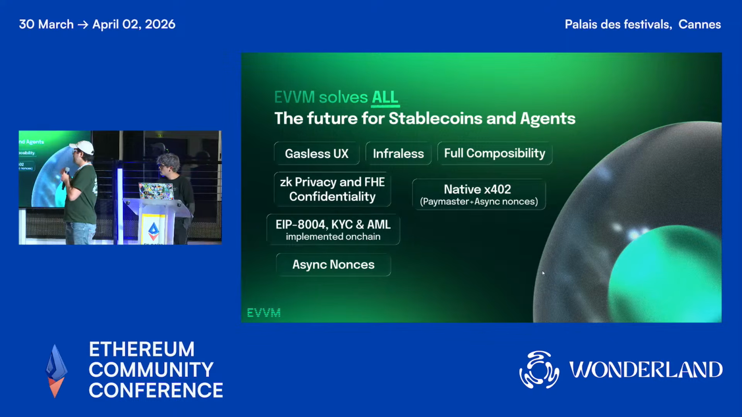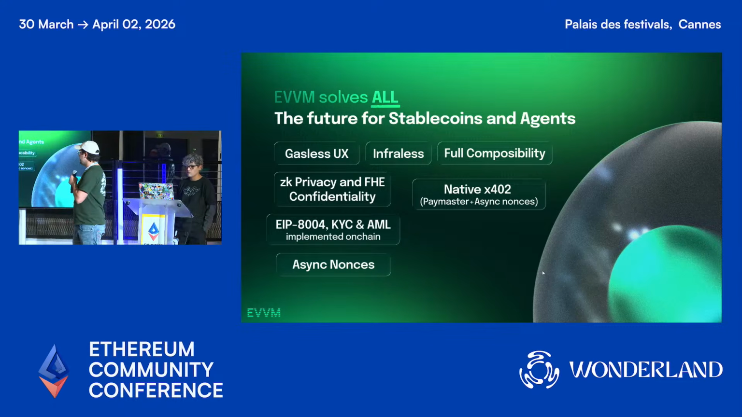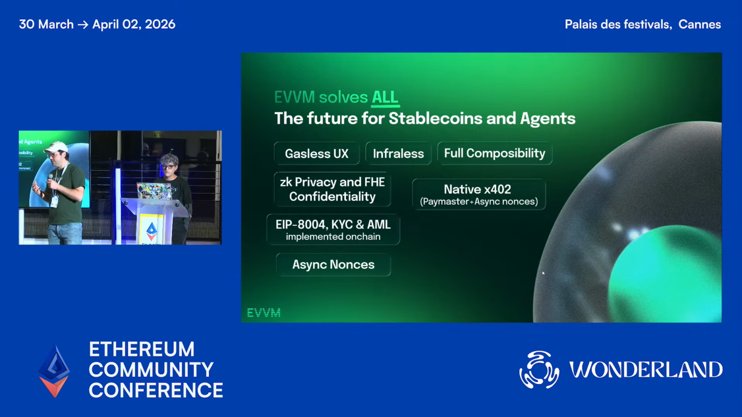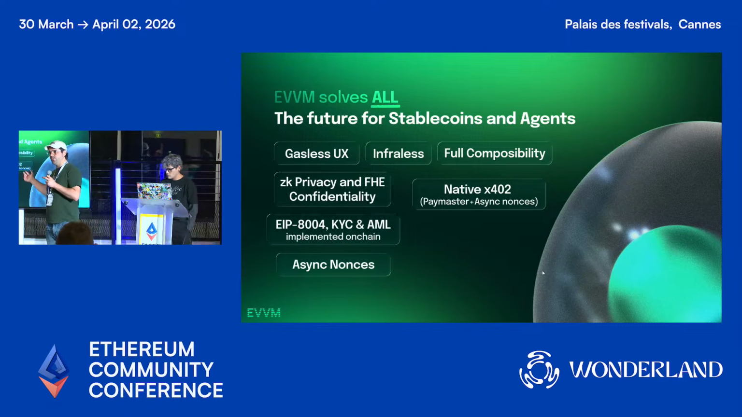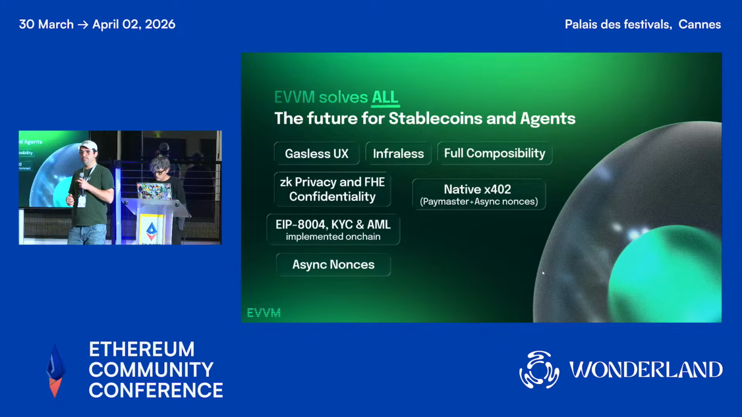So EVM solves all these things, and we think it is the future for stablecoins and agents. With an EVM, that is a chain that is completely emulated with smart contracts that are deployed on-chain. So it's an infraless solution, and of course it's open source and free to use. You have a gasless UX, because everything that goes inside these contracts, that we will see later, are intents. The user can go permissionless and also interact with these contracts like a virtual RPC.